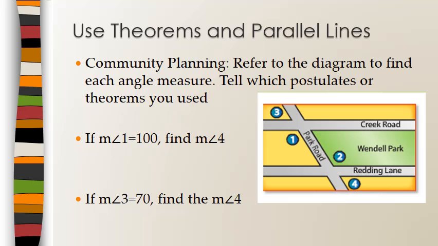And so if we're in the planning department of the city and doing community planning, we might be interested in something like this, because here I see it says community planning. Refer to the diagram to find each angle measure. Tell which postulates or theorems you used. All right, so here we've got, looks like a diagram of some streets. I got Creek Road, I got Reading Lane, I got Park Road. Creek Road and Reading Lane look to be parallel to each other. Park Road is a transversal cutting through there, and then over here we see Wendell Park, and I've got angles in each of the corners.